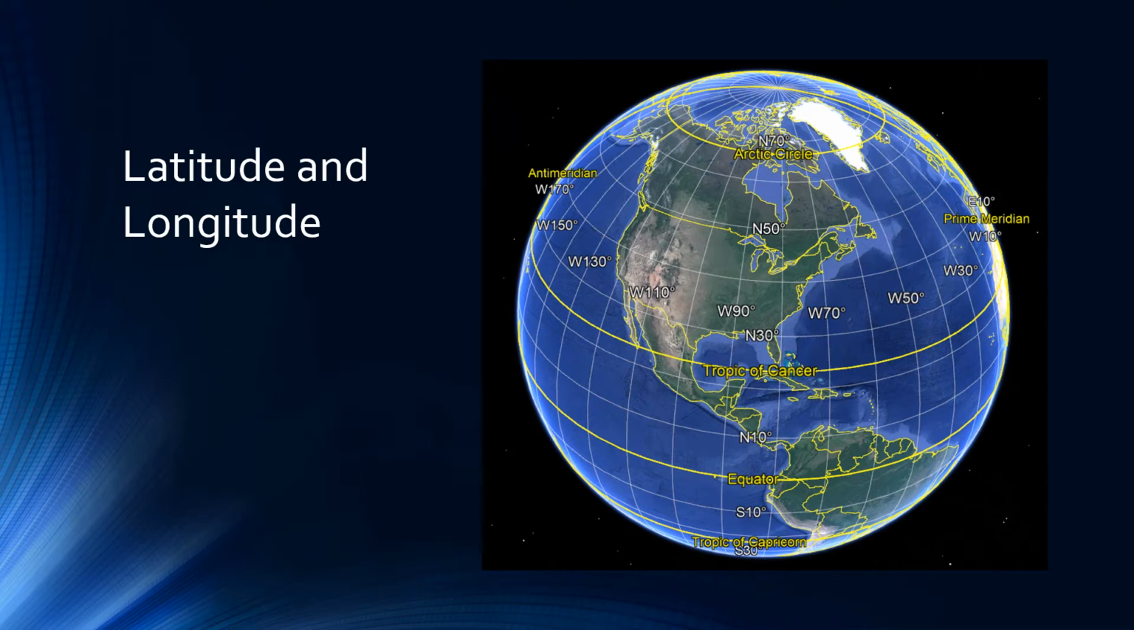Longitude measures east and west. By convention, 0 degree longitude runs through Greenwich, England, here. Looking at the slide again, Oklahoma is between about 90 and 100 degrees west longitude, maybe a little closer to 100 degrees.